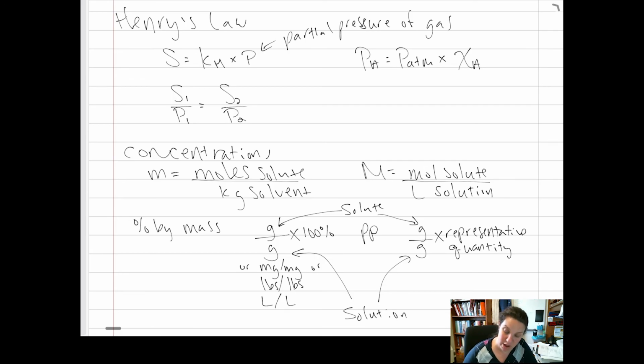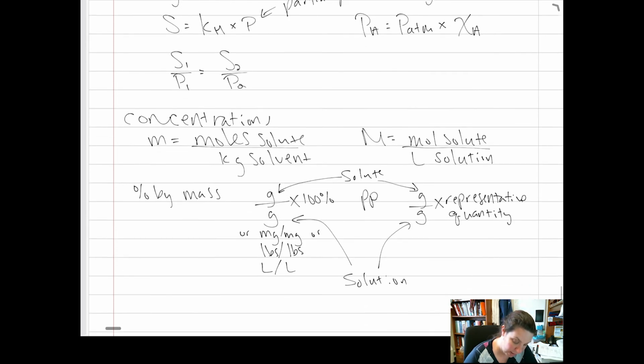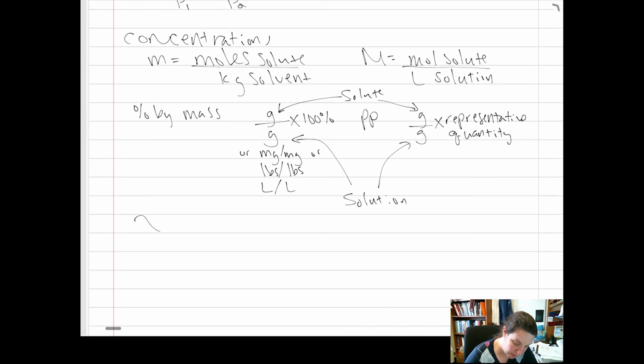Last, we have mole fraction. So mole fraction is going to be your moles of substance over your total moles. It doesn't matter, just any mole amount over, so if whatever you're looking for the mole fraction of, you divide that number of moles over the total moles.